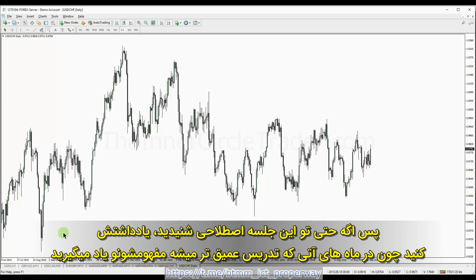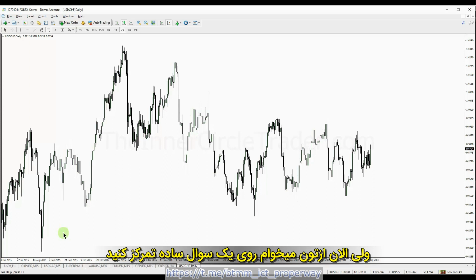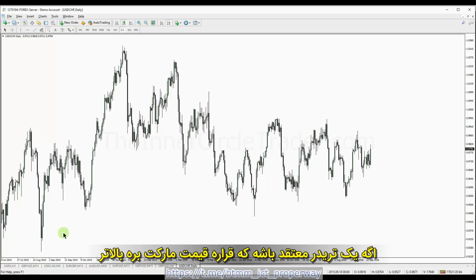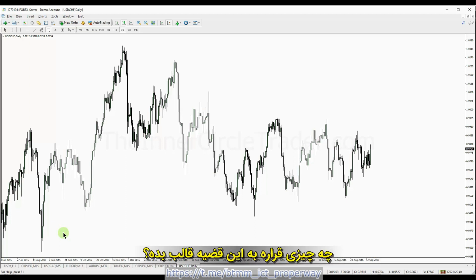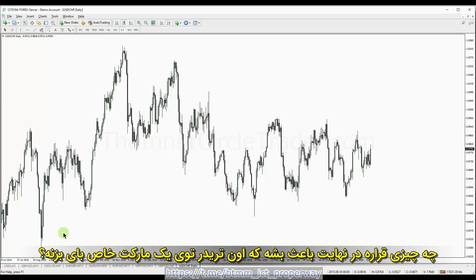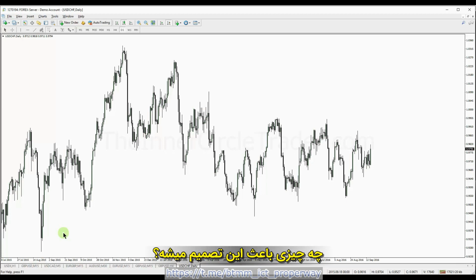Every month there's something new. But for now, I want you to focus on a simple question. If a trader believes that the market's going to go higher, what would frame that context? What would give the trader a conclusion to trust buying a specific market? Like what goes into making that decision?